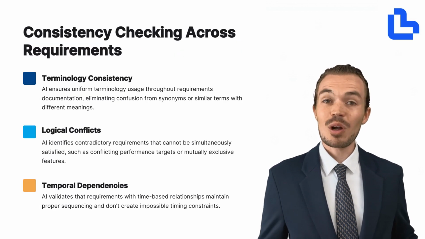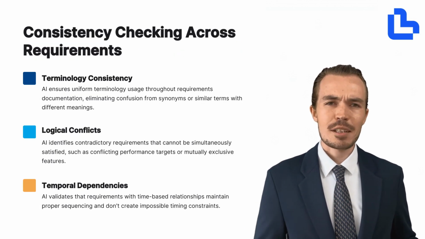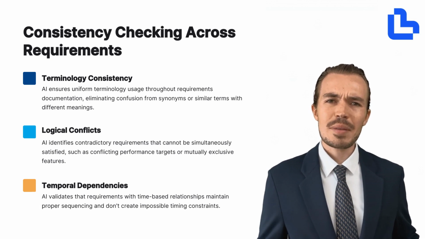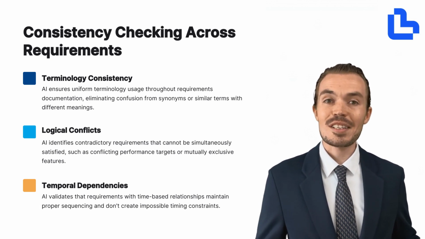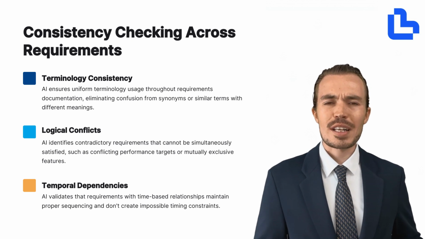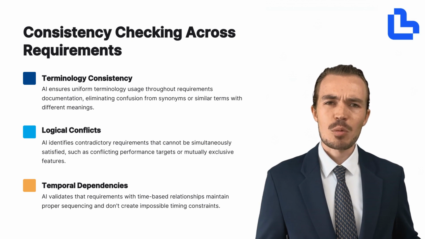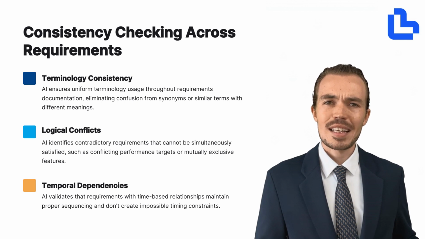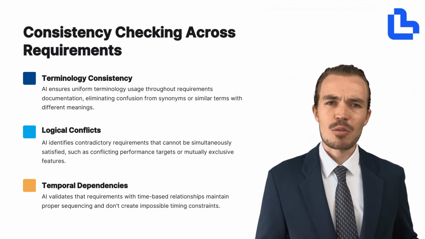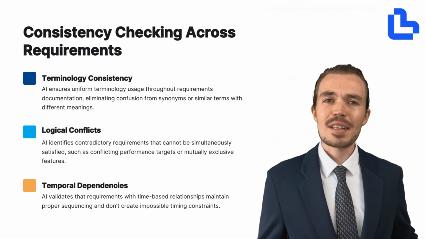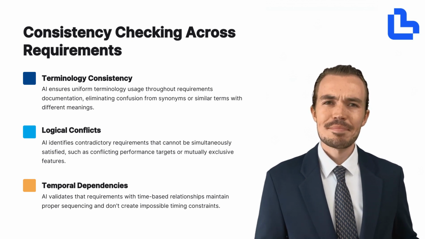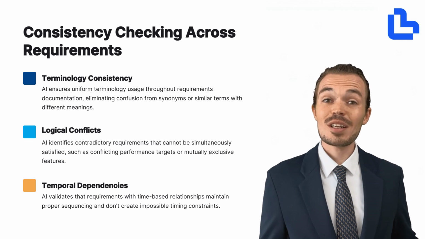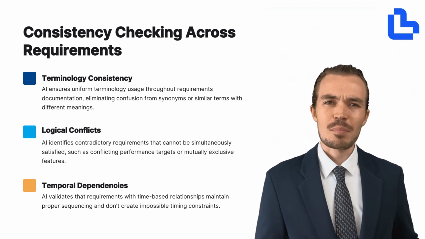As requirements grow in volume and complexity, maintaining consistency becomes a major challenge. Inconsistent terminology, logical contradictions, and misaligned timelines can all lead to confusion, rework, and even system failures. This is where AI plays a critical role in ensuring clarity and cohesion across your entire requirement set. First, let's talk about terminology consistency. AI can scan your documentation to ensure that terms are used uniformly throughout.